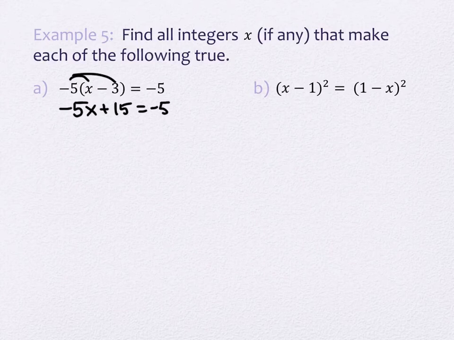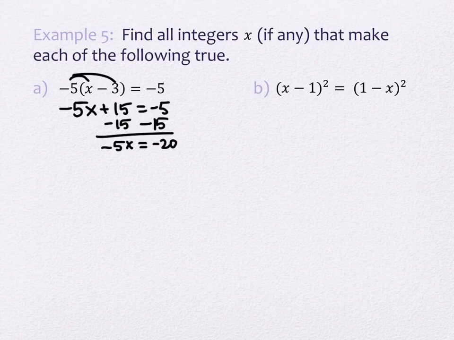So walk me through it. What would I do next? How about subtract 15? You guys good with that? We will subtract 15 next. So -5x equals, what's -5 minus 15? -20. And then what would I do? I would divide by -5. And you would get 4. Good. And of course you can check to make sure it's right by plugging it back in.